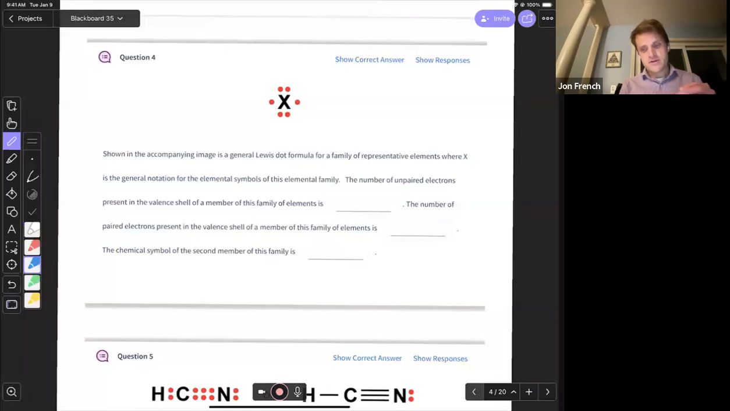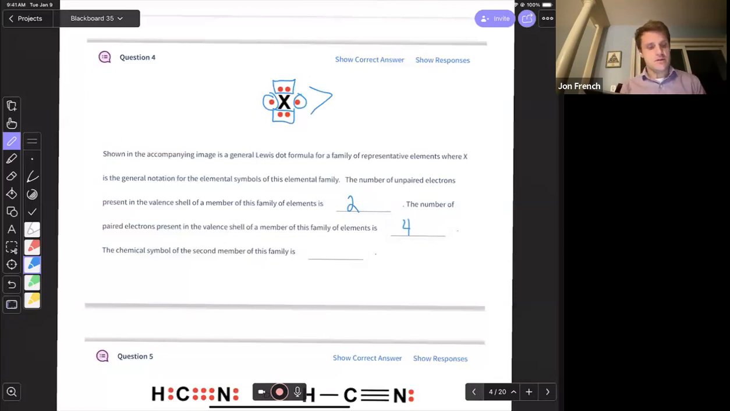So our unpaired electrons, I've got 1, 2 unpaired electrons. The number of paired electrons in the valence shell of this member of the family. So for pairs, right, I've also got 1, I've got 2, the number of paired electrons. So we've got 4 electrons, but they're in 2 pairs, right, for that. And then the chemical symbol of the second member of this family. So the important thing to answer this question, right, there is 6 electrons total.